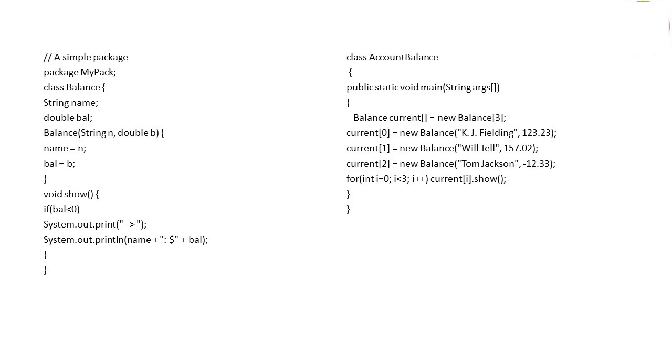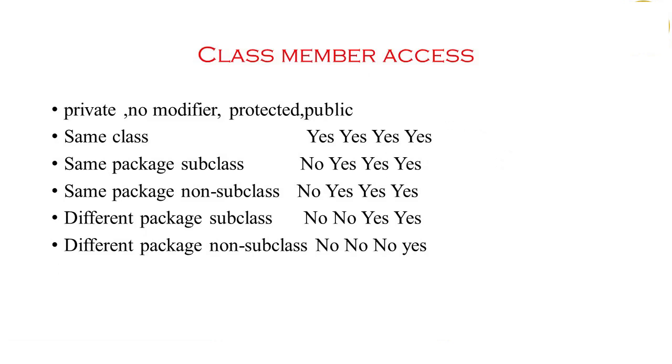We have a simple package program to go with, and the explanation has been given. These are the different class member access levels with their access specifiers.